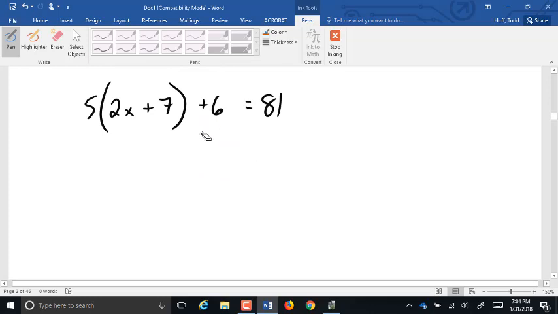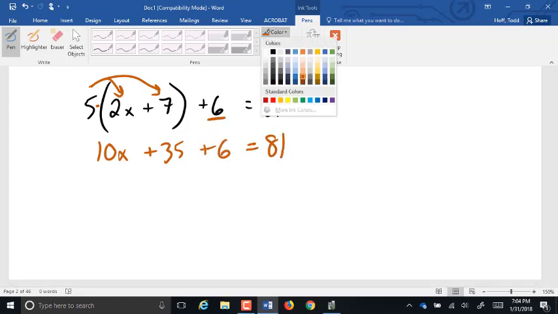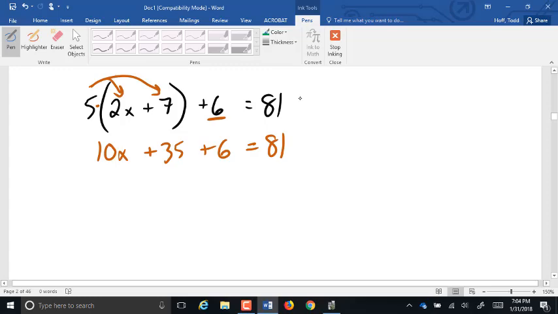So the parentheses, again, is there anything to do inside the parentheses? No. To the parentheses? Yes, times 5. What is 5 times 2x? 10x. And 5 times 7? Positive 35. Now we do still have that positive 6 there. Now remember, we talked about, before we start to solve things, we see if we can combine or simplify anything on each side. Here we can combine 35 and the 6 makes 41. So we've got the 10x plus 41 equals 81.